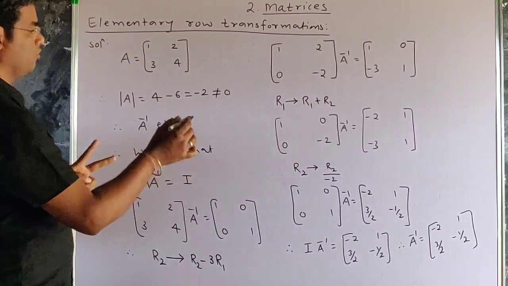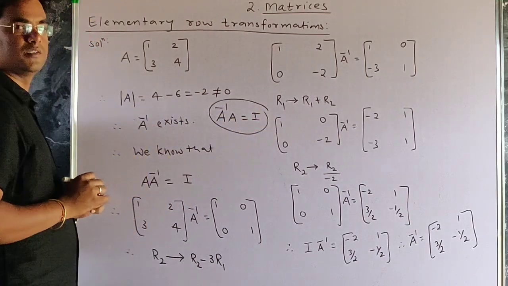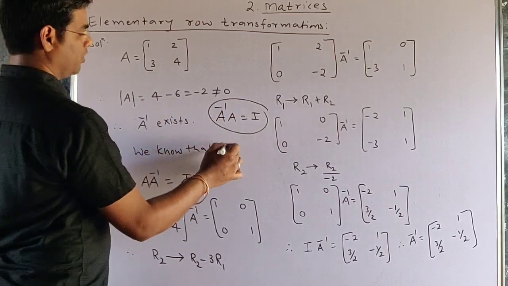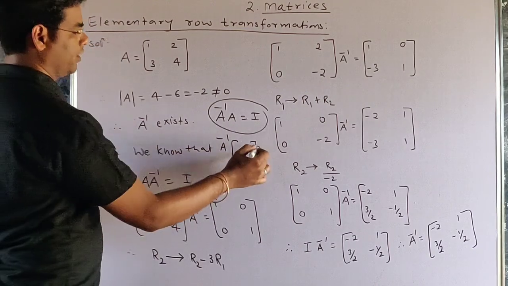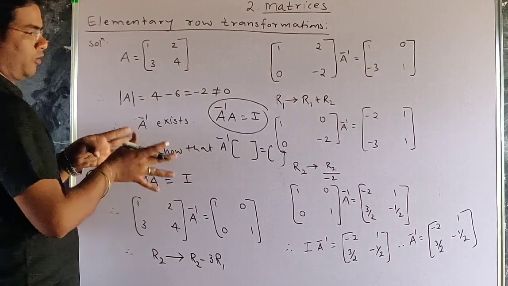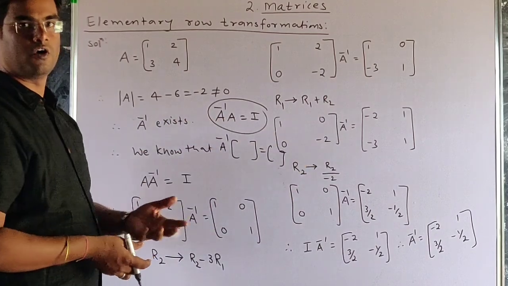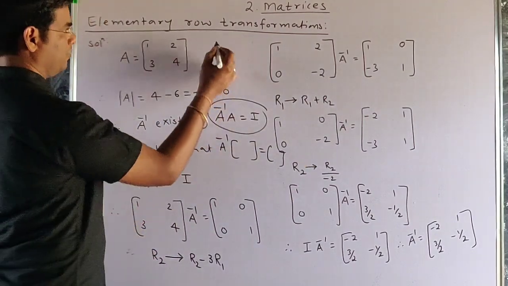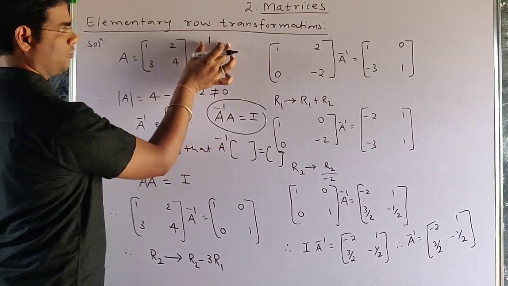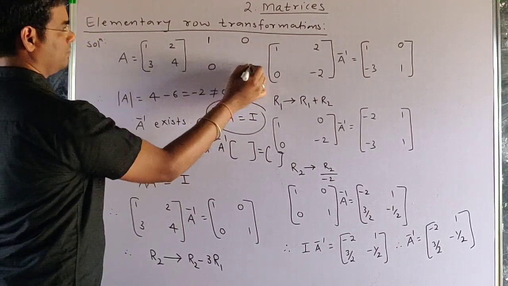For column transformation you have to use the formula A inverse into A equals I. So we have to find A inverse, put the value of A and the identity matrix. And for column transformation you have to go row wise. You cannot use row and column transformation simultaneously. Either you have to use row transformation or column transformation. So for column transformation you have to bring first 1, then 0 row wise: 1 0, then 0 1.